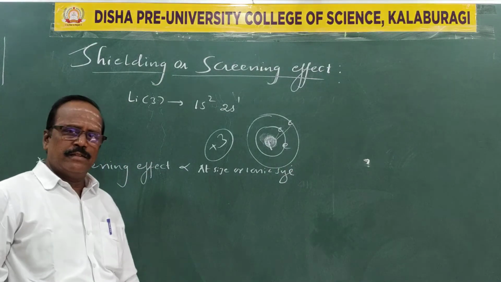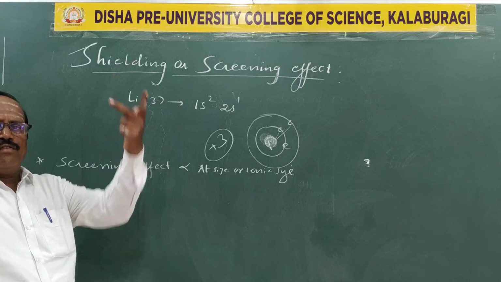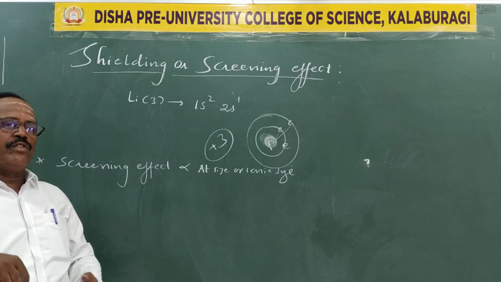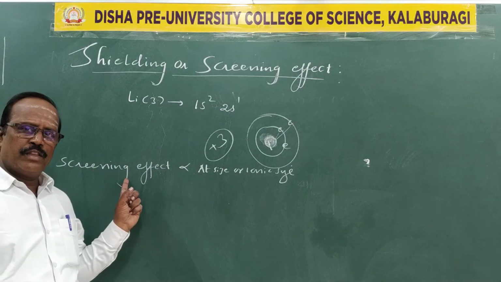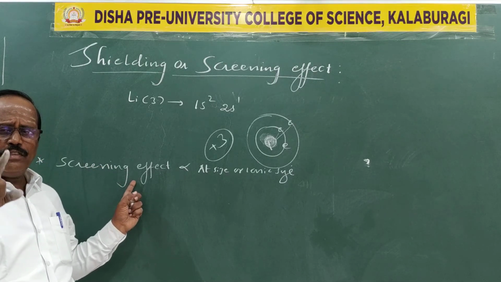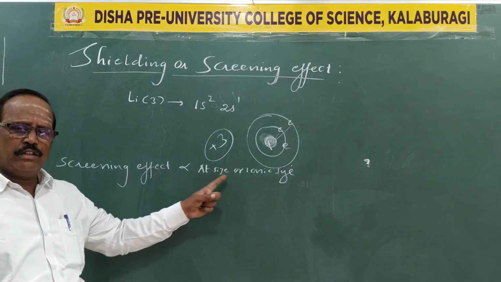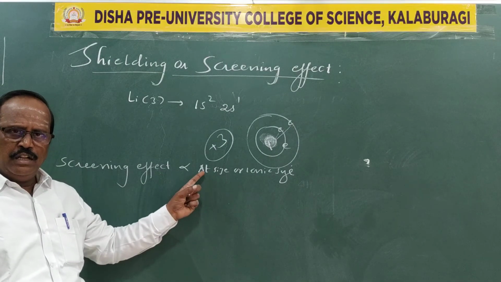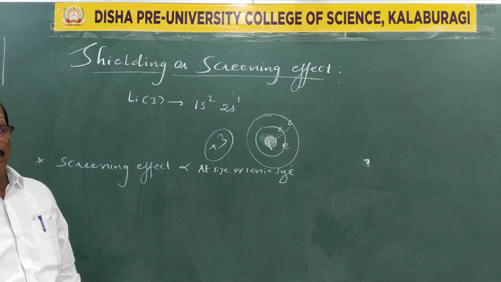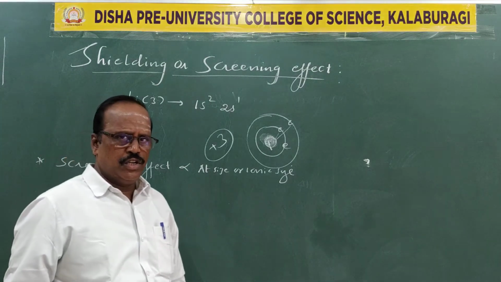Larger the atomic size or larger the ionic size, farther away is the electron from the nucleus, lesser is the force experienced, lesser is the nuclear charge. Therefore, shielding effect or screening effect is directly proportional to atomic size or ionic size, or atomic radius or ionic radius. These are the definition of screening effect or shielding effect.